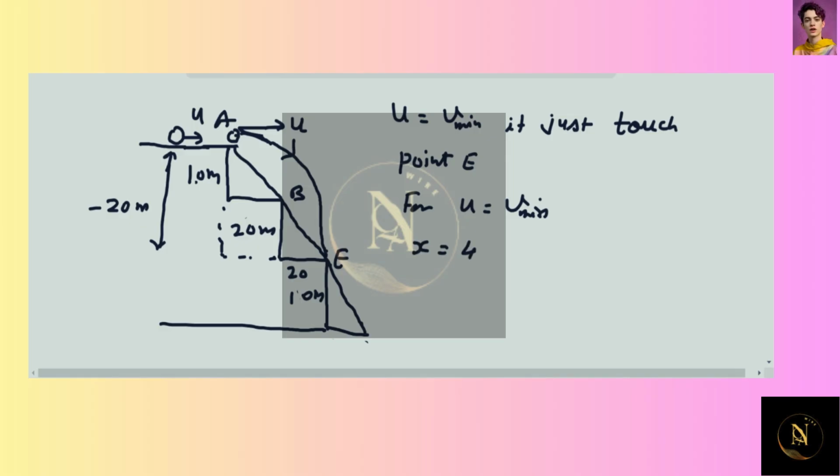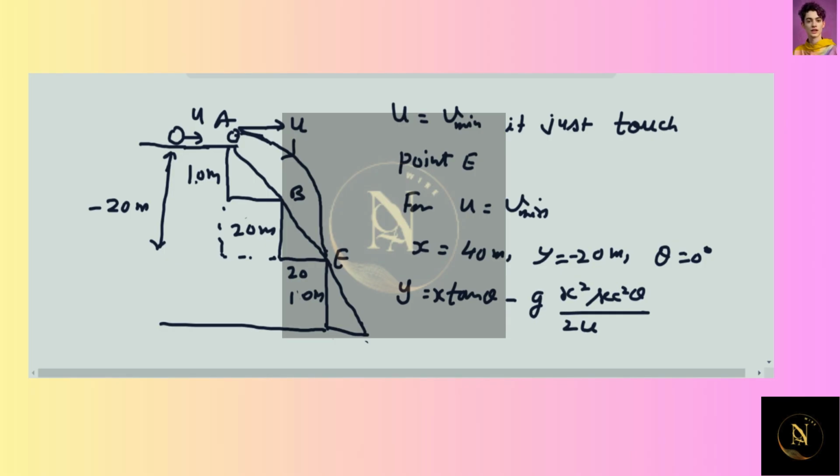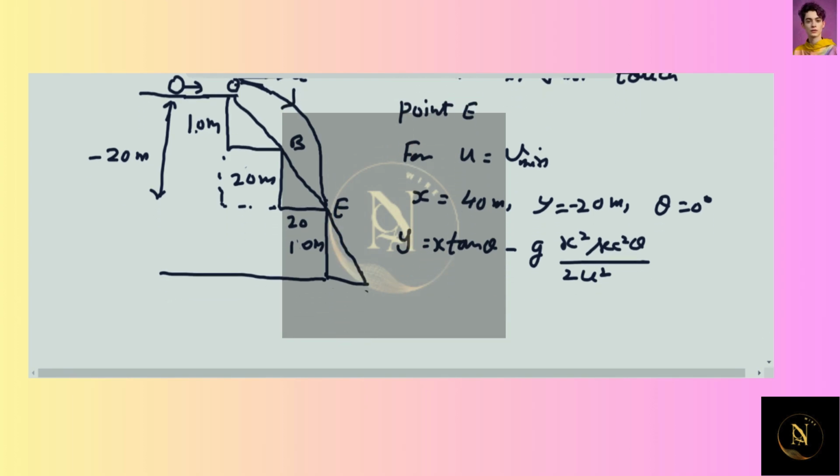x will be 40 meter, y is equal to minus 20 meter, theta is 0. Equation of trajectory: y is equal to x tan theta minus g x square sec square theta upon 2u square. So minus 20 is equal to 0 minus 10 into 40 square sec square 0 upon 2u square.